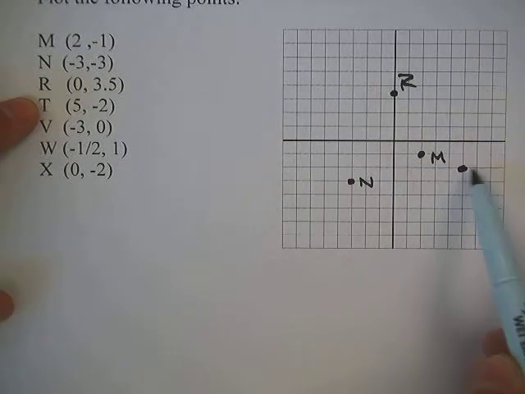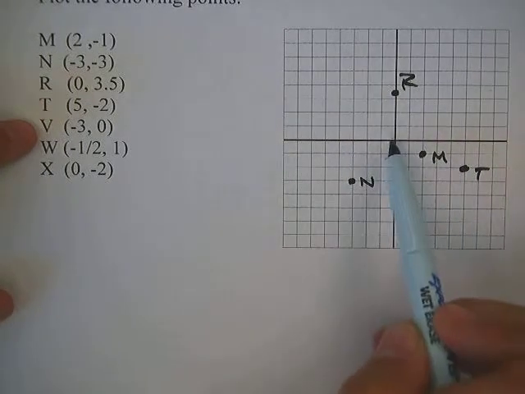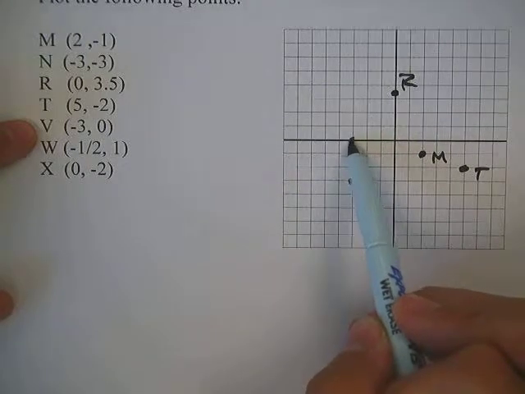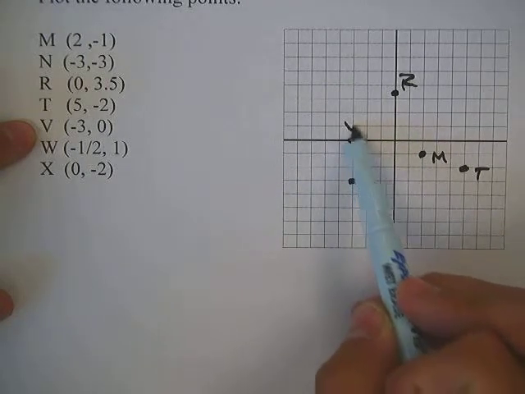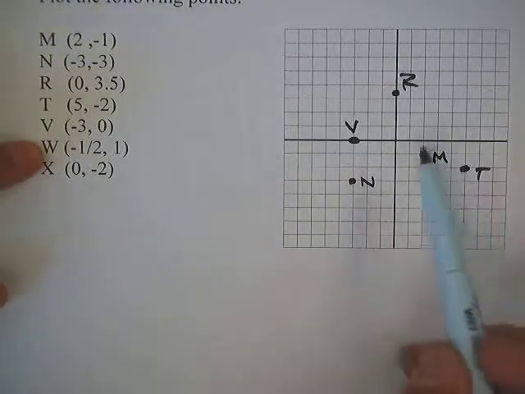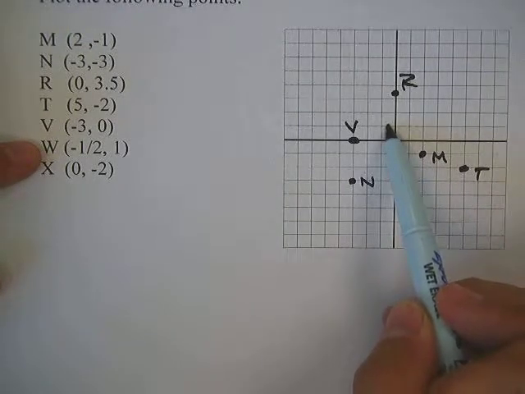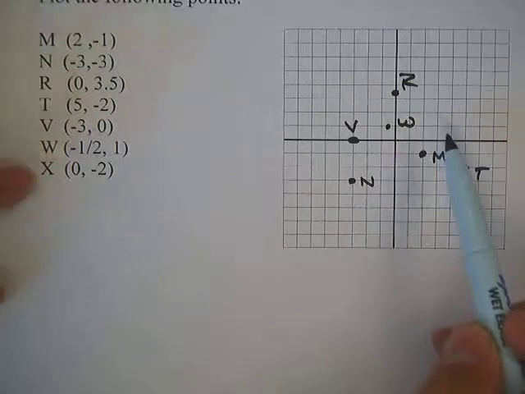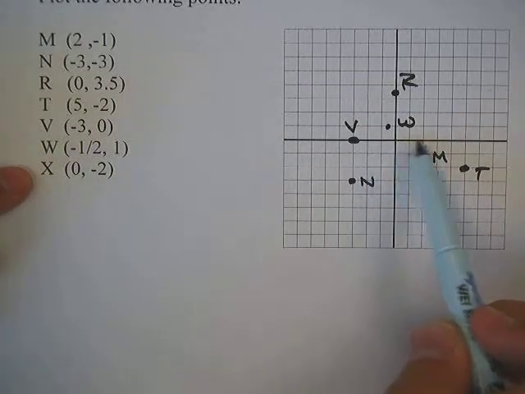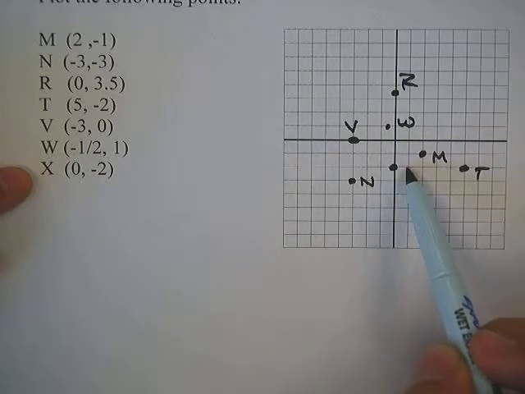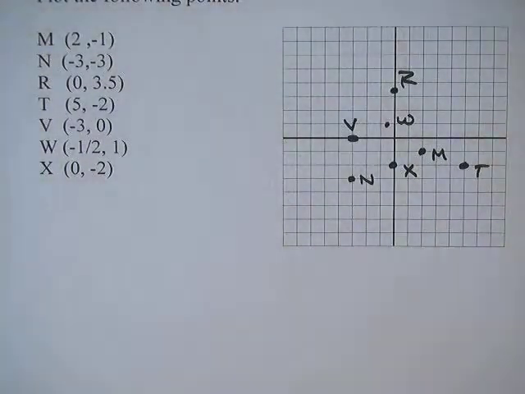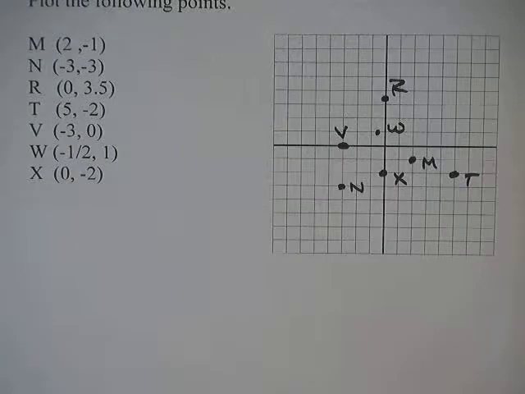R. T would be to the right 5, 1, 2, 3, 4, 5, and down 2. V would be to the left 3, and not up or down because it's 0, so it'd be right there. W, negative 1/2, so I'd go to the left 1/2 and up 1. And X, 0, negative 2, so I don't go left or right, I just go down 2. And there you go. There's the beginnings of the coordinate plane.